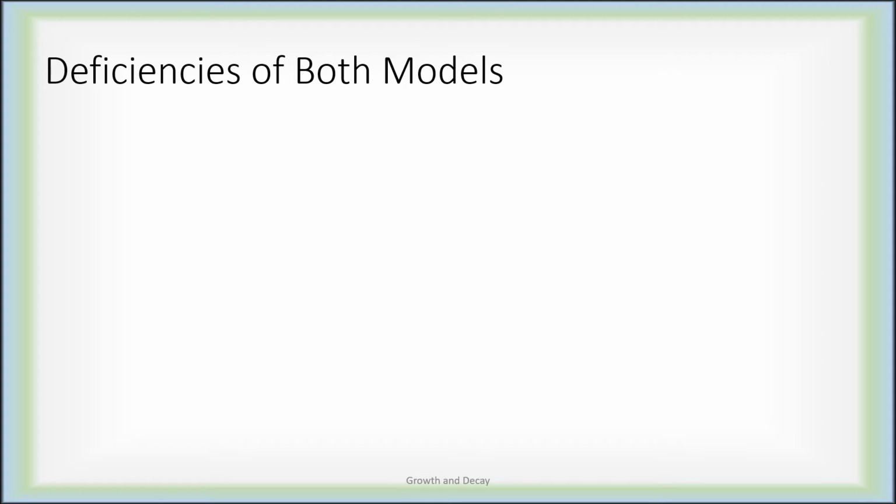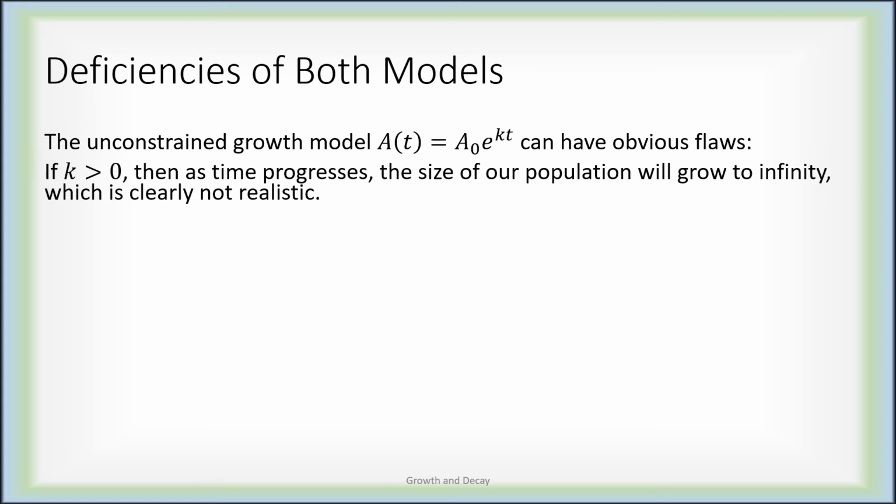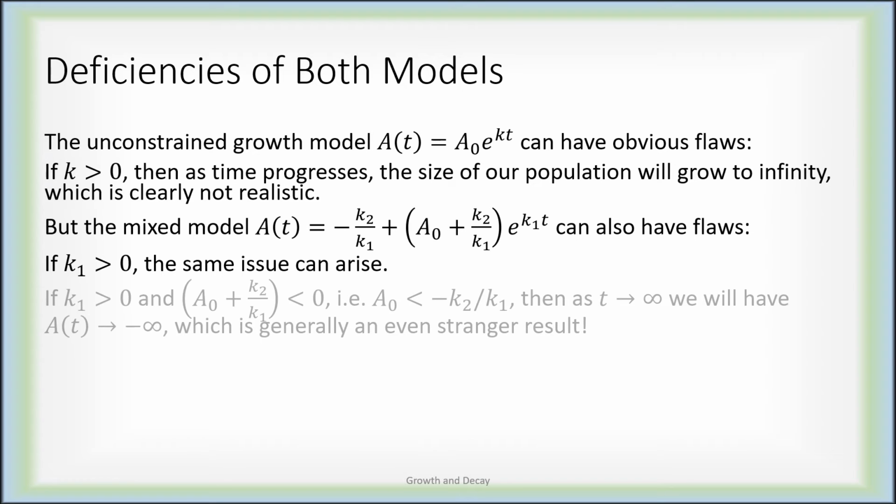Now, both of the models we've discussed have some deficiencies. Unconstrained growth has fairly obvious flaws. If it's growing at a positive exponential rate, as time goes on, the population goes to infinity, and it doesn't really matter what you're modeling, infinite population is not really realistic. This mixed model, however, of exponential growth or decay combined with constant growth or decay can also have some flaws. If k1 is positive, the same issue actually comes up. So if something is being produced at a rate proportional to its size, you have a positive exponential here, and as time goes to infinity, that's going to escape to infinity as well.